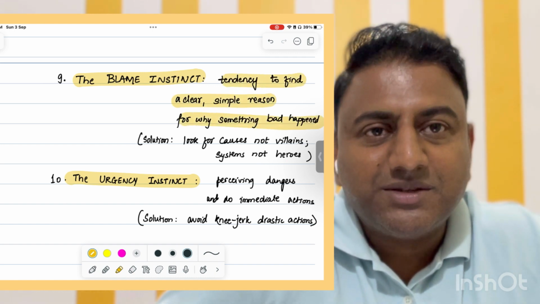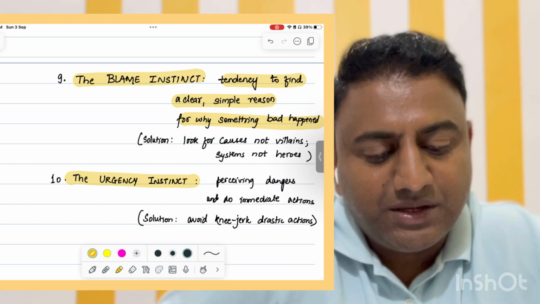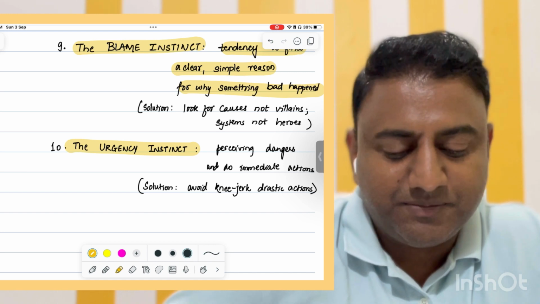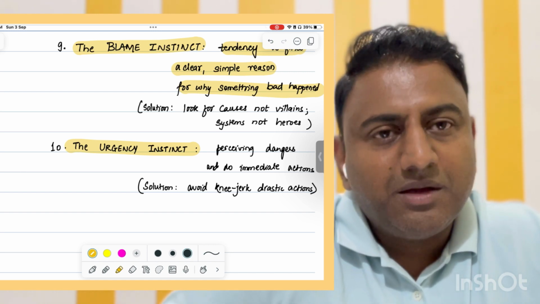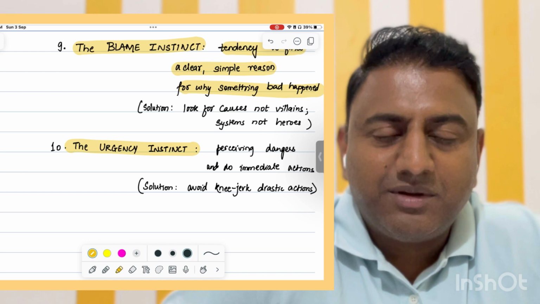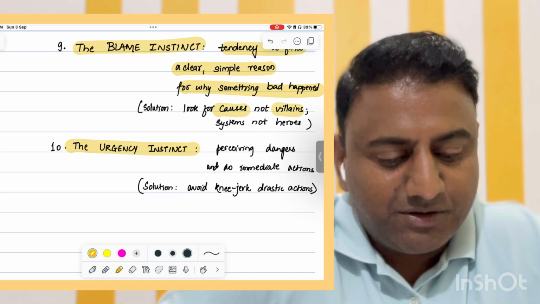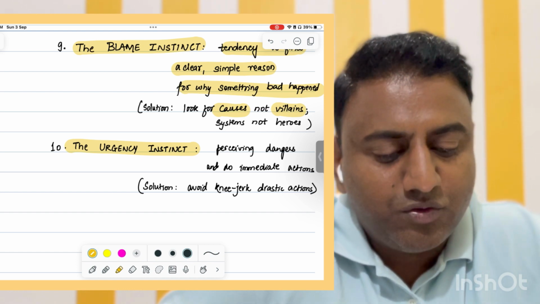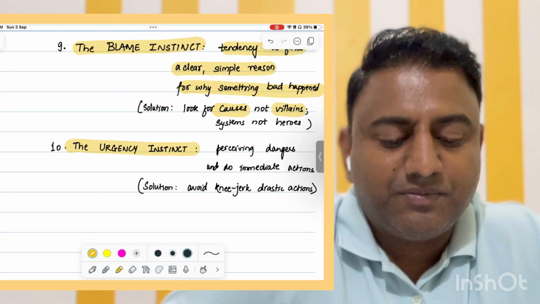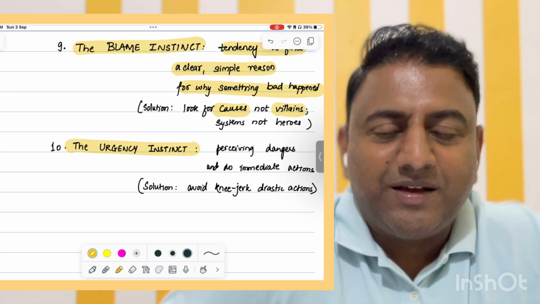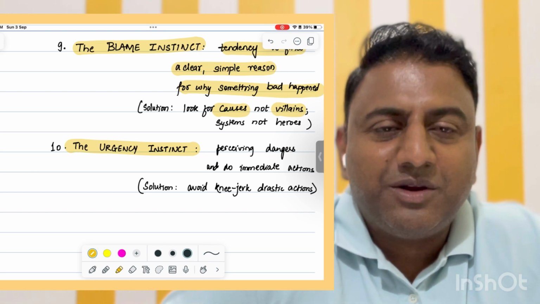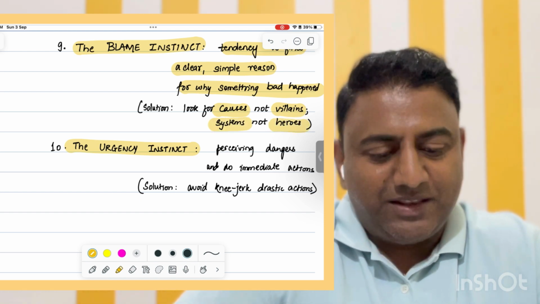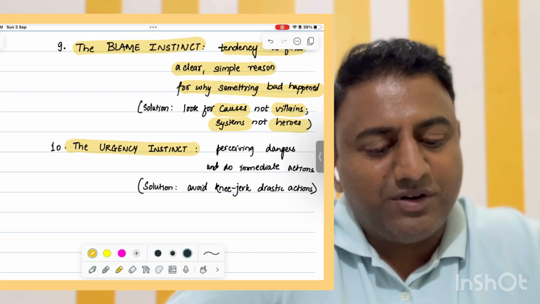Ninth is the blame instinct. Here the tendency is to find a clear, simple reason for why something bad happened. But as long as we keep on harboring this blame instinct, we will not get a solution. Therefore, the solution is to look for causes, not villains. As we say, the person may not be bad, the circumstances may be bad. And therefore, look for causes, not villains.